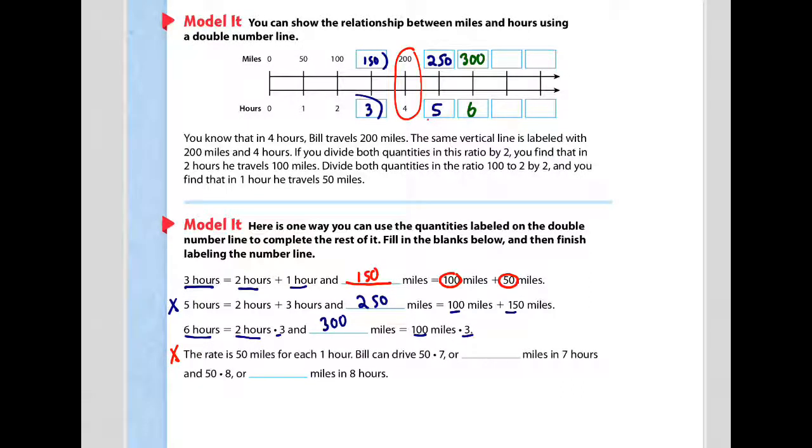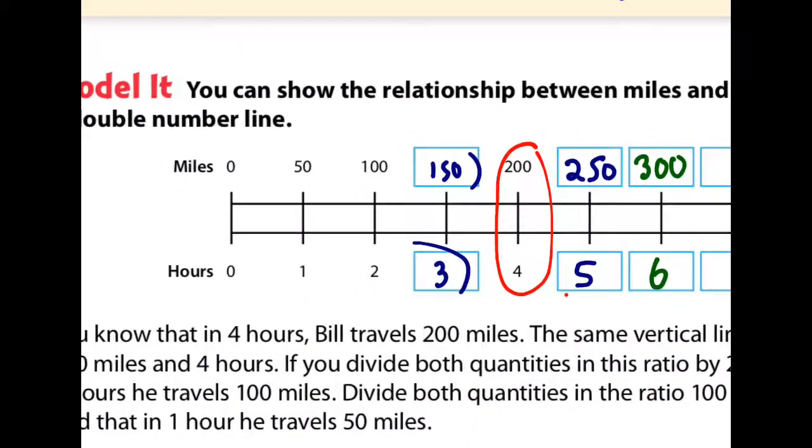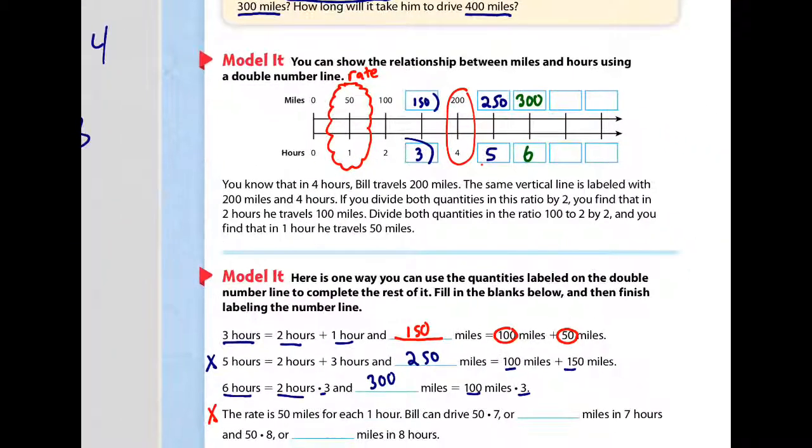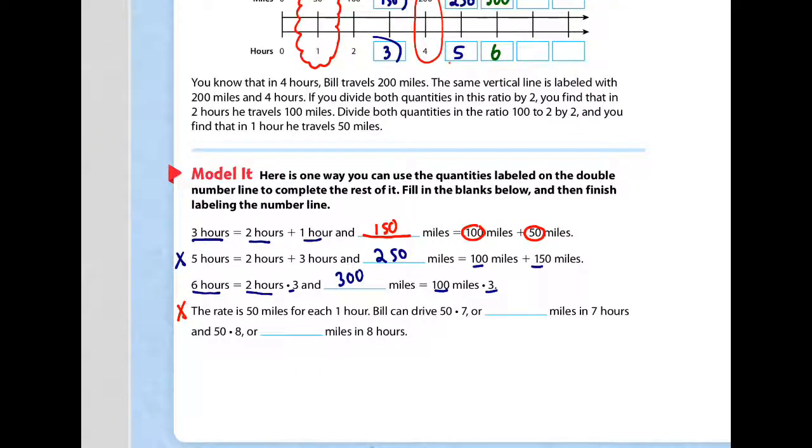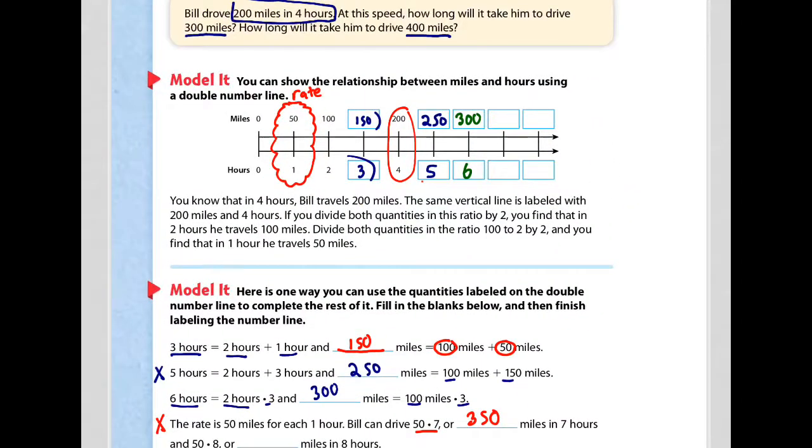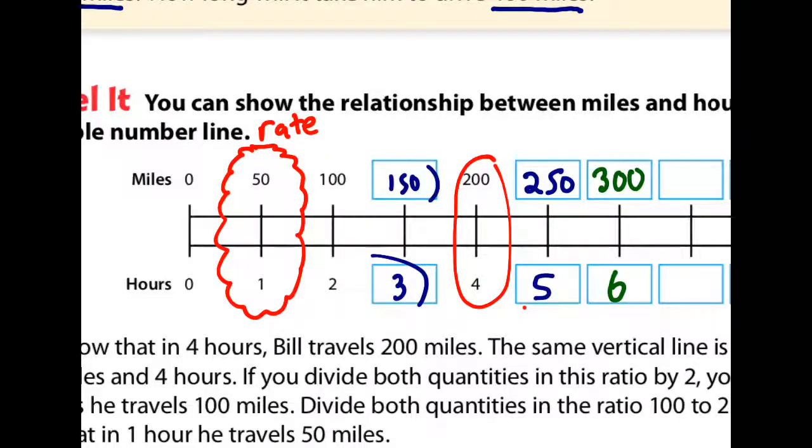All right, let's see what you did. So it says the rate is 50 miles for each hour. Remember, I'm going to put a squiggly circle around it. This is our rate. And just a reminder, rates are always over the number 1. Okay. All right, so this is saying Bill can drive 50 times 7, or 350 miles in 7 hours. So what they're saying is if you know the rate and you multiply it by 7 hours, you'll figure out how far he goes in that time.